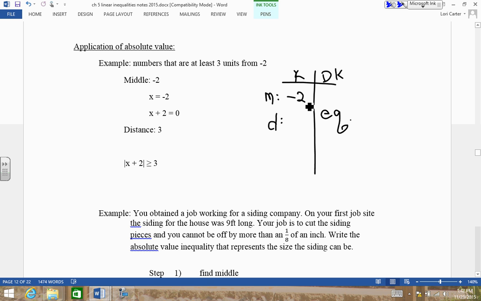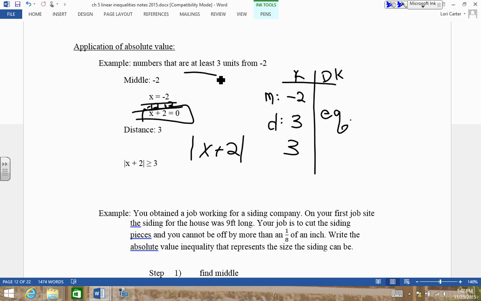So I know that my middle equals negative 2, or x equals negative 2, and you have to set it equal to 0, right? So add 2 to both sides. x plus 2 is your absolute value. Your distance is 3. Now it says at least, so you have to think. If you had at least $3 in your wallet, do you have 3 or more, or 3 or less? 3 or more. So it is a greater.